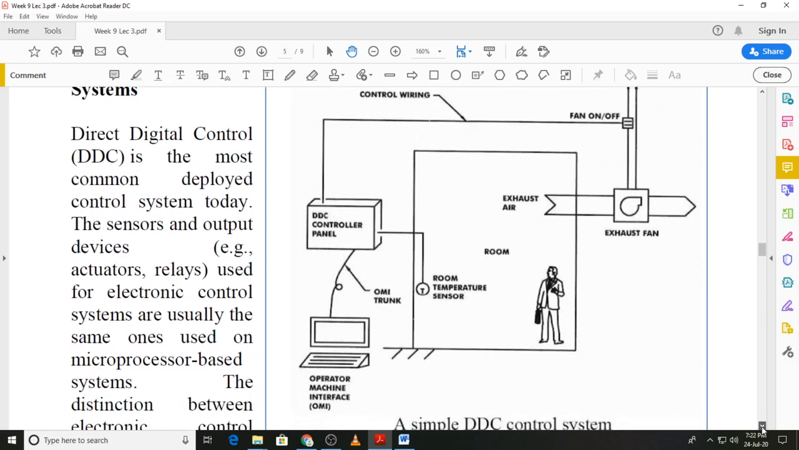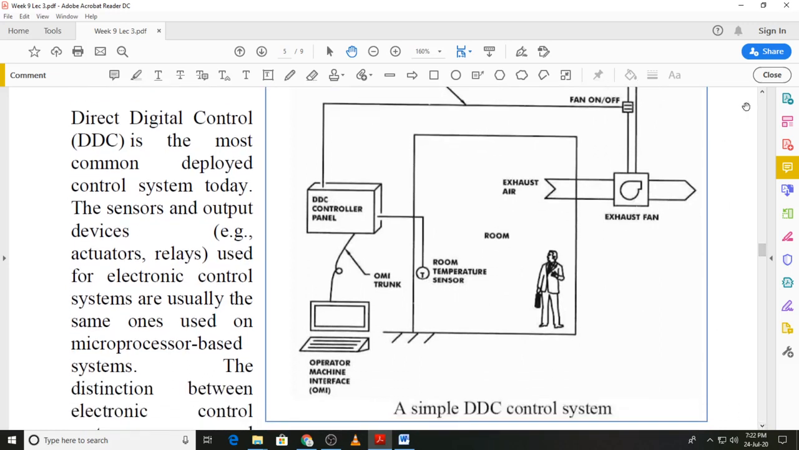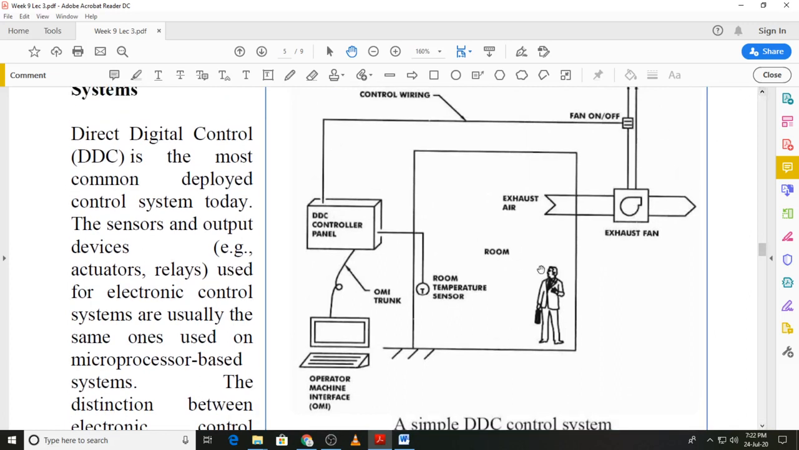And we again have a block diagram over here of a DDC control system. You have the conditioned space, you will have various sensors, they will be sending signals to the controller or the controller panel. You will have a user or the operator and machine interface as well, in the form of a display and sort of a keypad alongside.